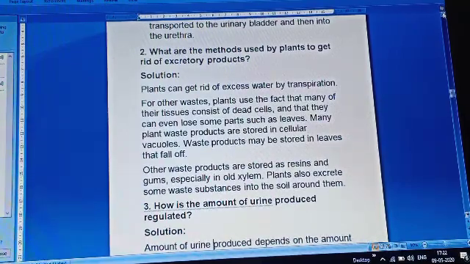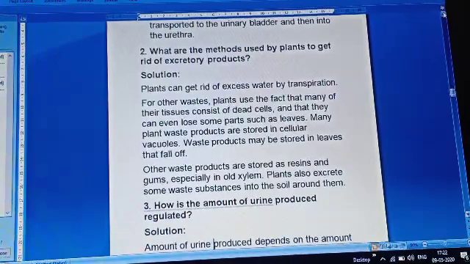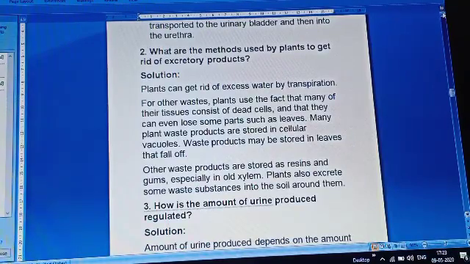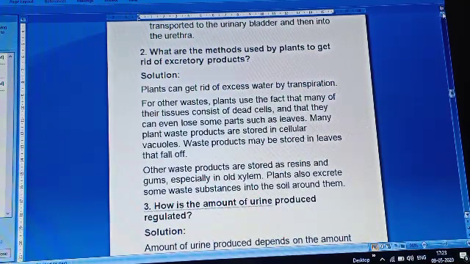So the first process by which the excess product, or you can say the waste product, goes outside the body is the transpiration process. A plant can get rid of excess water by transpiration. For other waste, plants use the fact that the tissue may consist of dead cells, and these may even be lost in some plants, such as the leaves.